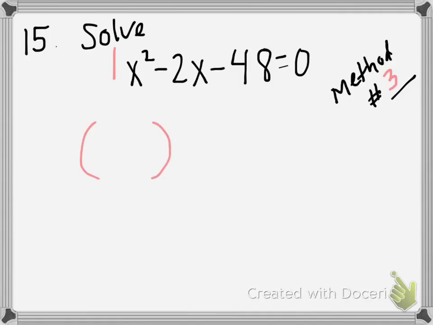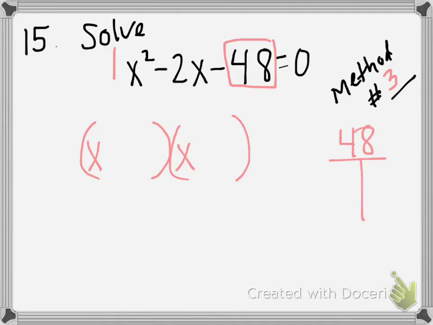So for method number 3, you can already open up 2 parentheses. X squared splits as x times x, and then to find the missing numbers, you take 48, make a factor list of 48, and we're looking for which subtract, because that's a minus sign, what subtracts to the middle term. That would be 8 times 6. That would subtract to give us 2.